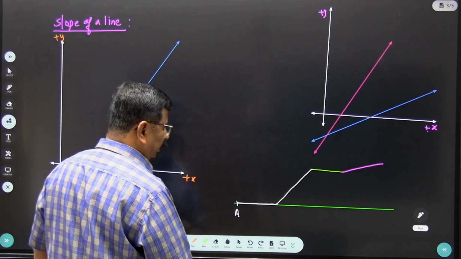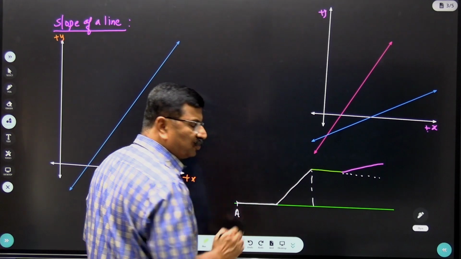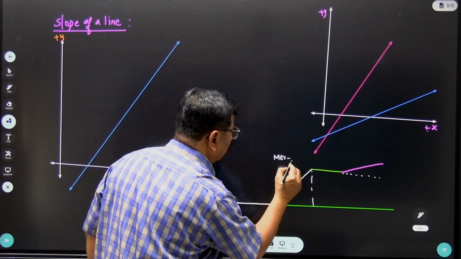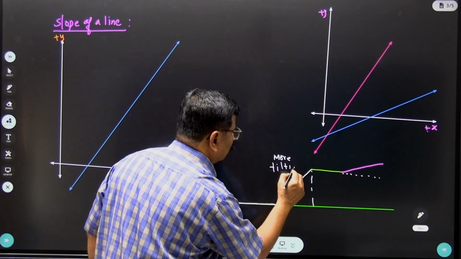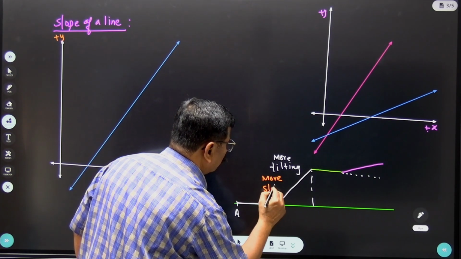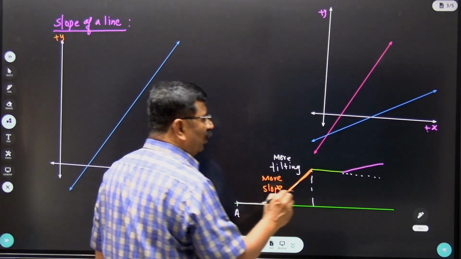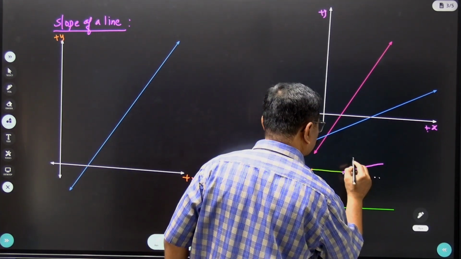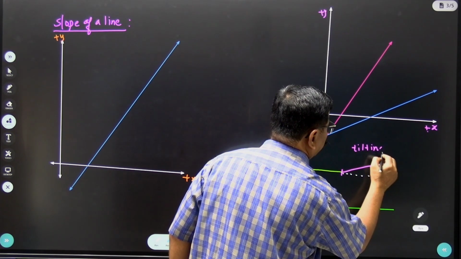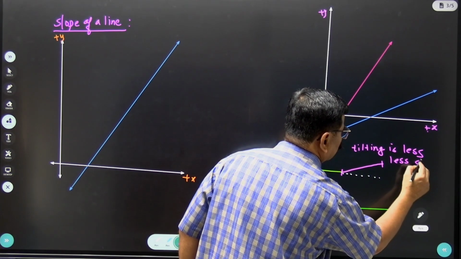But you must have noticed that here the climbing is more. I mean the rise of this segment is more. So means here there is a more tilting. So you say that this has more slope. So this particular segment has more slope. While here for this portion tilting is less. So you say that there is a less slope.